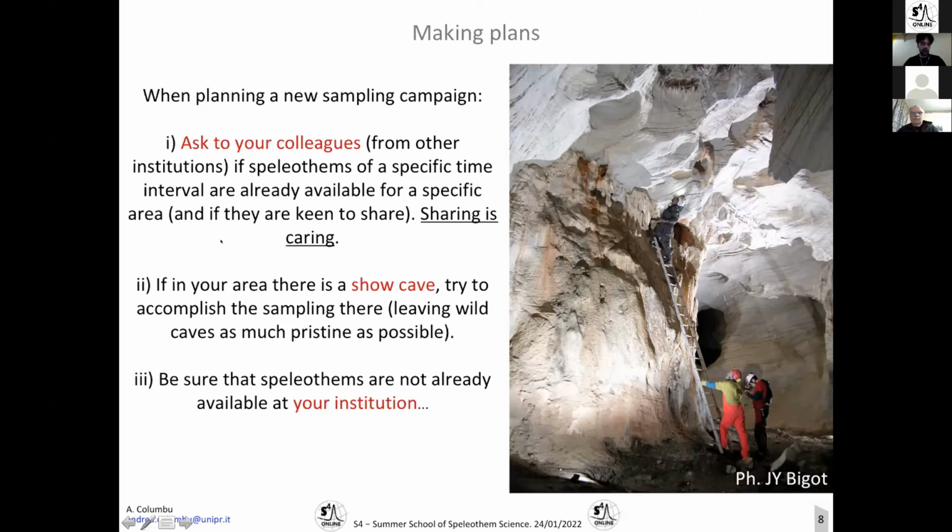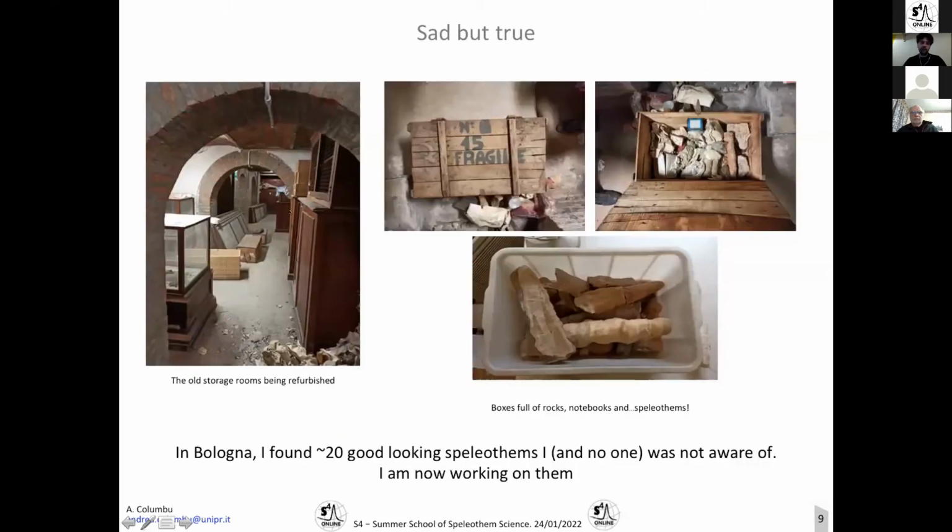This seems a joke, because as Ian said before, good cataloging is key, but at times this is not well done. So this is the old deposit of my previous institution in Bologna. We thought they were doing some work to refurbish the area, and there were these old boxes here, and they all contained a series of rocks, because of course this is a geological department. But I also found many speleothems, around 20 good-looking speleothems that I was not aware of, and nobody in my department was aware of. And so I'm working on them now. In this way, I didn't have to go to other caves to do some sampling.